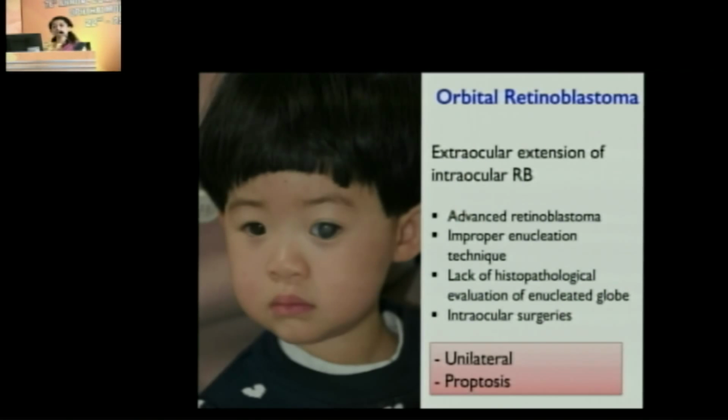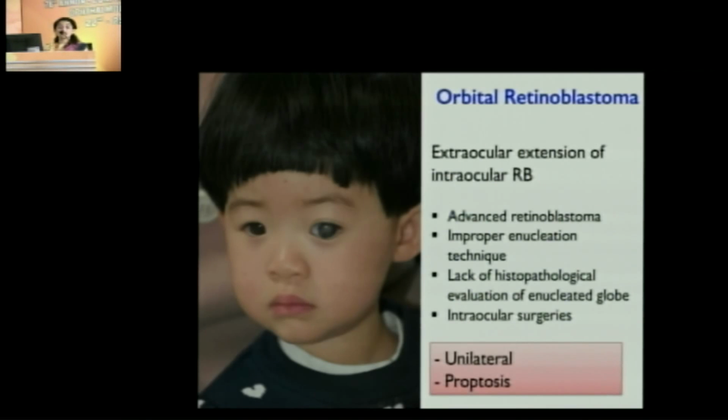So orbital retinoblastoma is the extraocular extension of an intraocular RB. It can be due to late diagnosis and advanced retinoblastoma, improper enucleation technique leading to secondary orbital retinoblastoma, lack of histopathological evaluation of the enucleated globe and further management where the patient can again come back with orbital seeding and orbital retinoblastoma as a secondary, and intraocular surgeries in cases not known to be harboring retinoblastoma can also lead to extraocular extension of an intraocular RB.